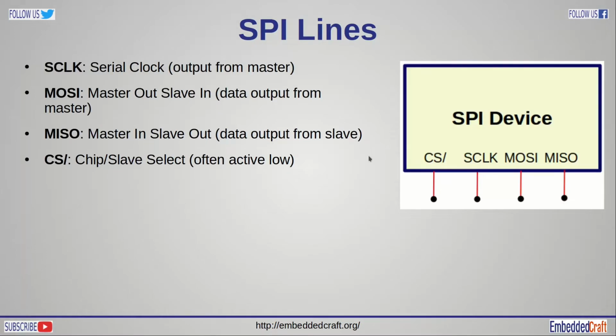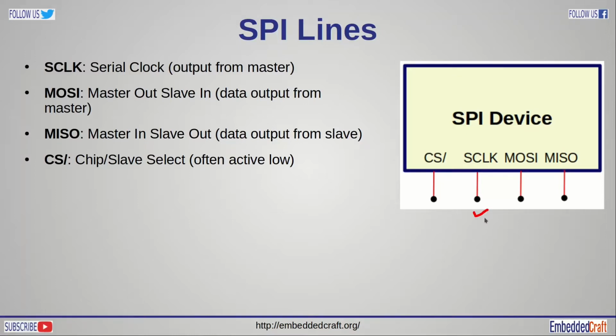Let us talk about the SPI interface lines. There are 4 lines. This is the SCLK clock line. The clock is generated by the SPI master. The SCLK line is an output line from the master.